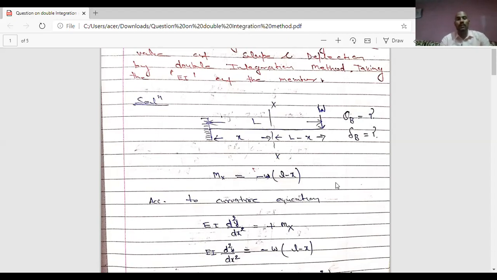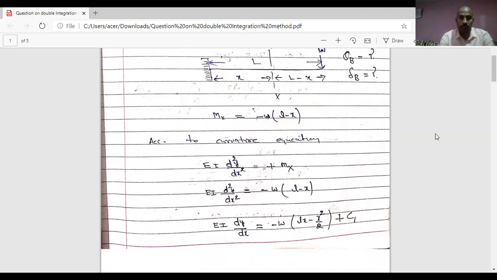Here is the load W. Here Mx is showing the hogging moment. How do you know? If you take the moment about this section, the upper surface of this beam takes the shape of hogging, like this. If you take the moment of this beam at section XX, the upper surface looks like hogging, right? So it will be taken as negative. Mark it with a negative sign: minus W(L minus x). Here you find Mx.